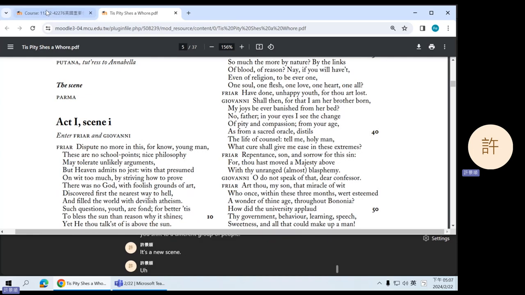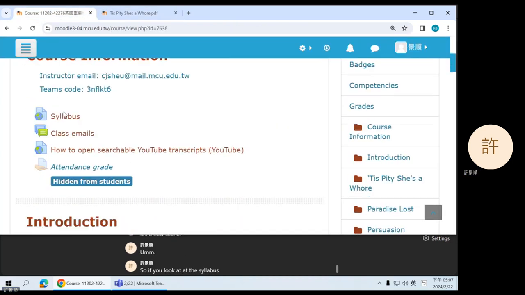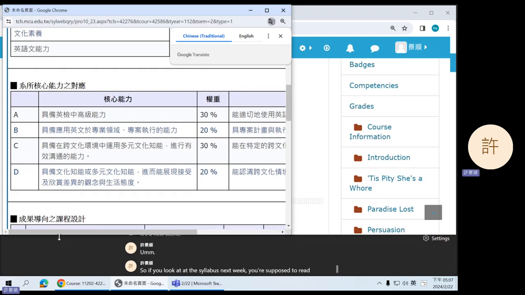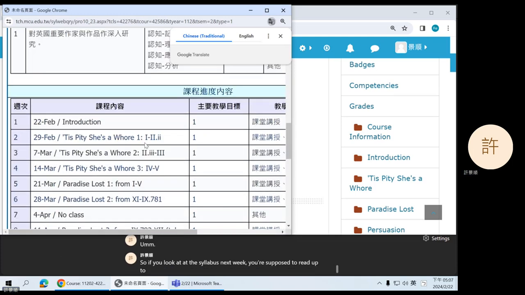So if you look at the syllabus, next week you're supposed to read starting from the beginning, right? Act one. And please finish up to Act Two, Scene Two.